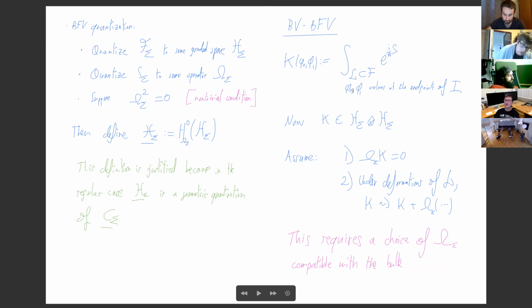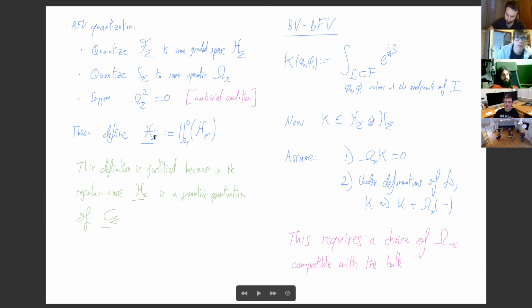And these are the boundary conditions, right? These were where phi 0 and phi 1 live. And so you can now make this computation. So you can compute this integral kernel. The point is that this will be the integral kernel for some operator of the whole graded space. Okay, but what we are looking for is the integral kernel for some operator in this cohomology.